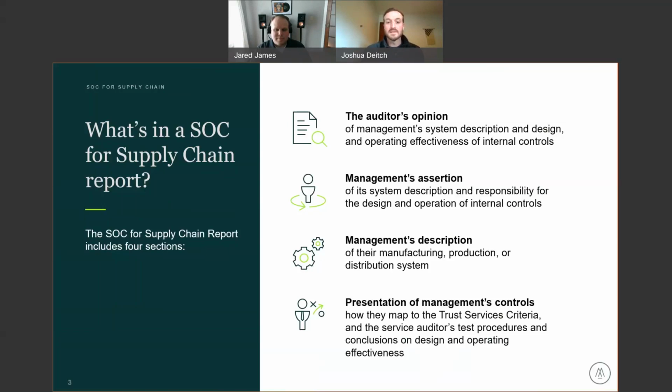And then lastly, the presentation of management's controls. This would also include how it's mapped to the AICPA's trust services criteria, and the service auditor's test procedures and conclusions on the design and operating effectiveness of those controls would be included within that portion of the report.